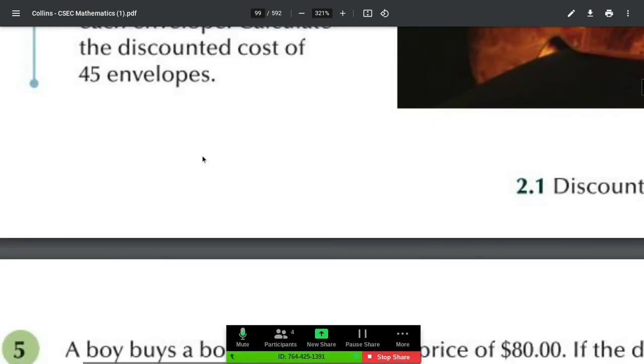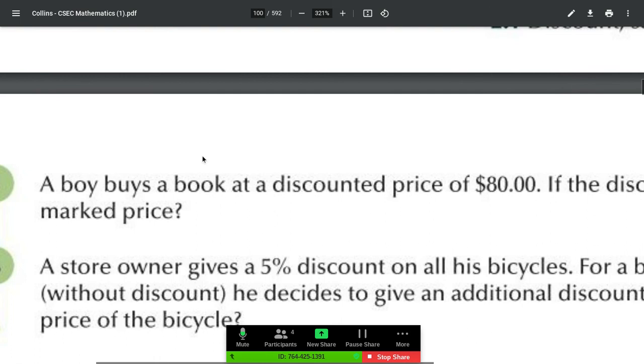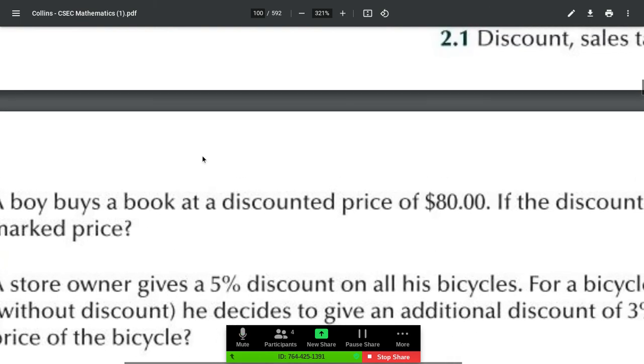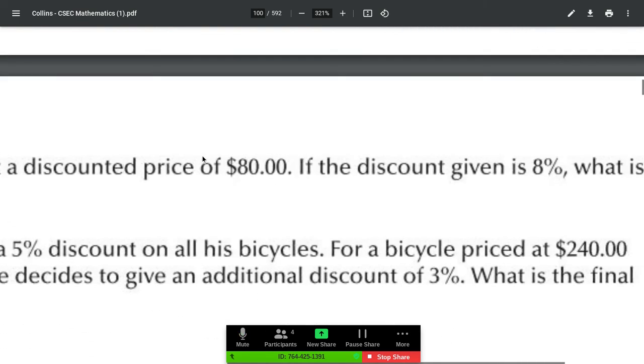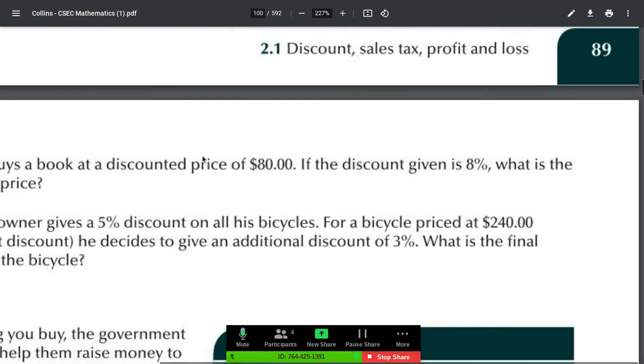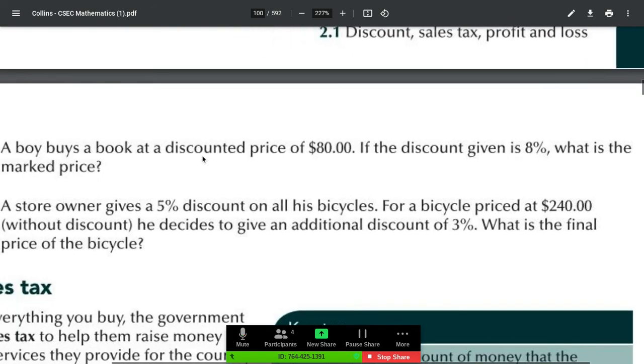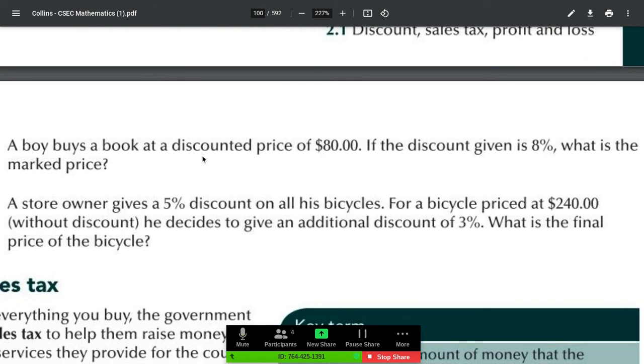Next question now. A boy buys a book at a discounted price of $80. If the discount given is 8%, what is the market price? I think that we already get it. No, we didn't get this.